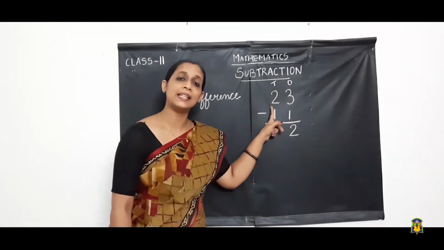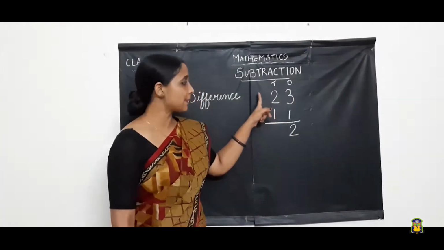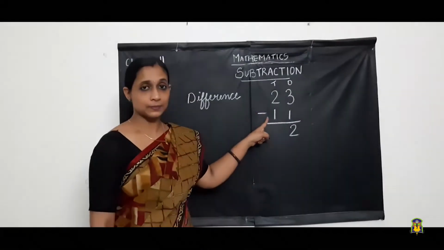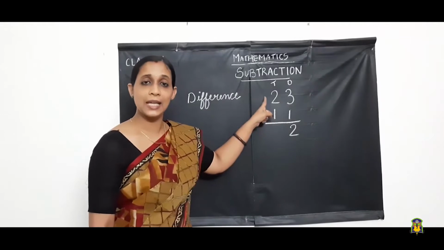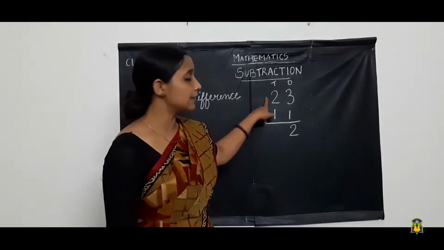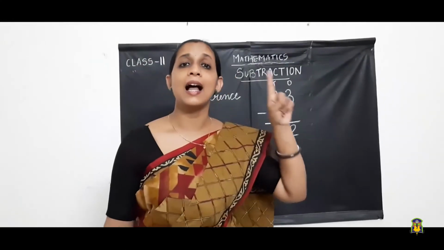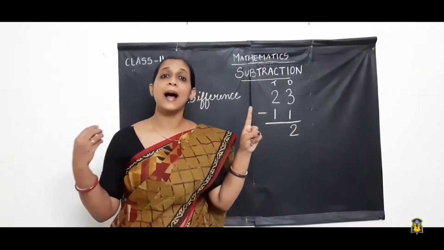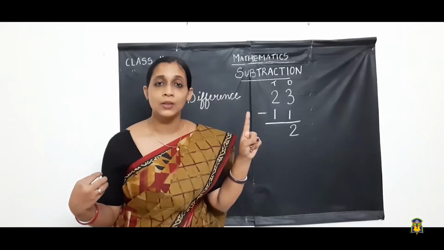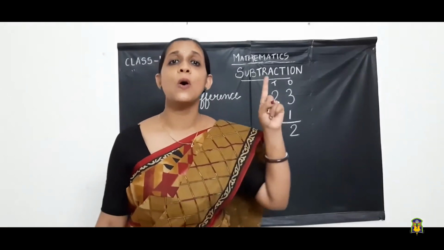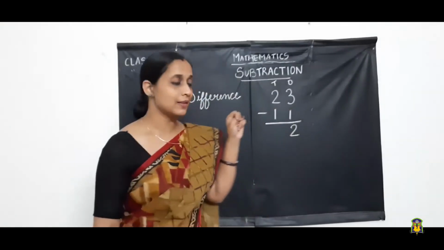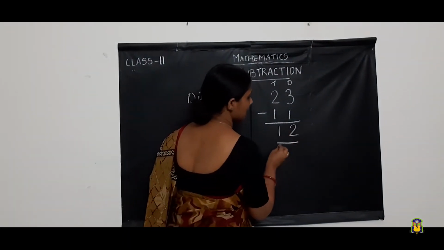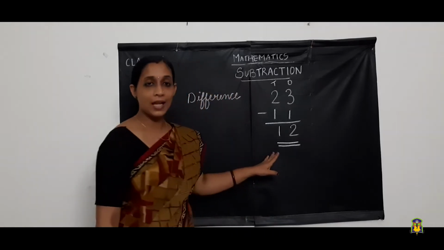Which is the next place? Tens place. In tens place we have the digits 2 and 1. We have to keep the first number. That is 2 in mind and 1 in hand. Again we have to do the backward counting. So before 2, 1. So 2 minus 1 is 1. So the answer is 12.